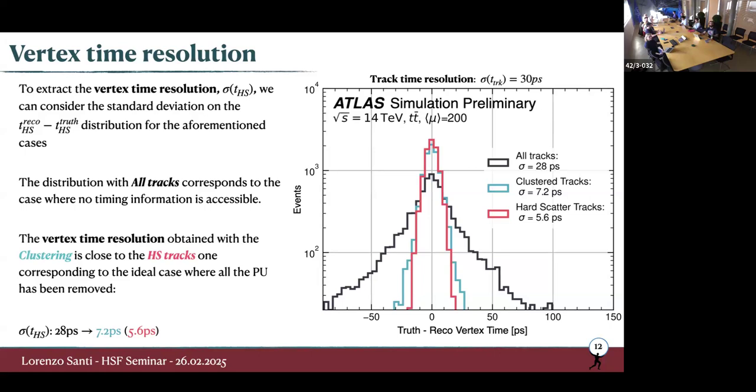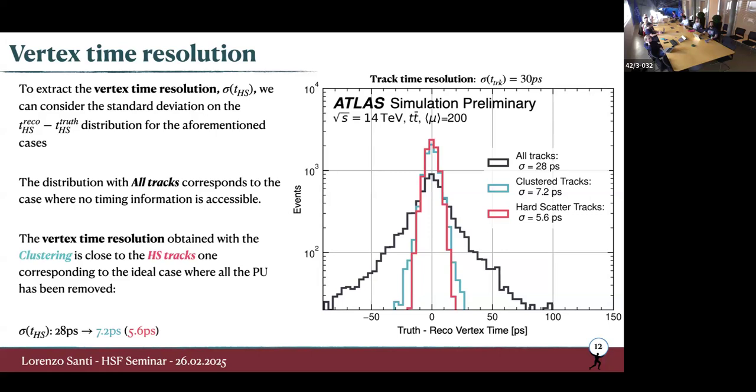And then if you compare the case with all the tracks with the red case, which is the ideal case in which we are able to remove all the pileup tracks, we see that with a very basic clustering algorithm, which emulates essentially a 4D vertexing, while it is a 3D plus 1, we are able to reach about the ideal case. So we managed to go to about 7.2 picoseconds. And if you remember, the HGTD case was about 22 picoseconds, so it could be much improved with this hermetic coverage.